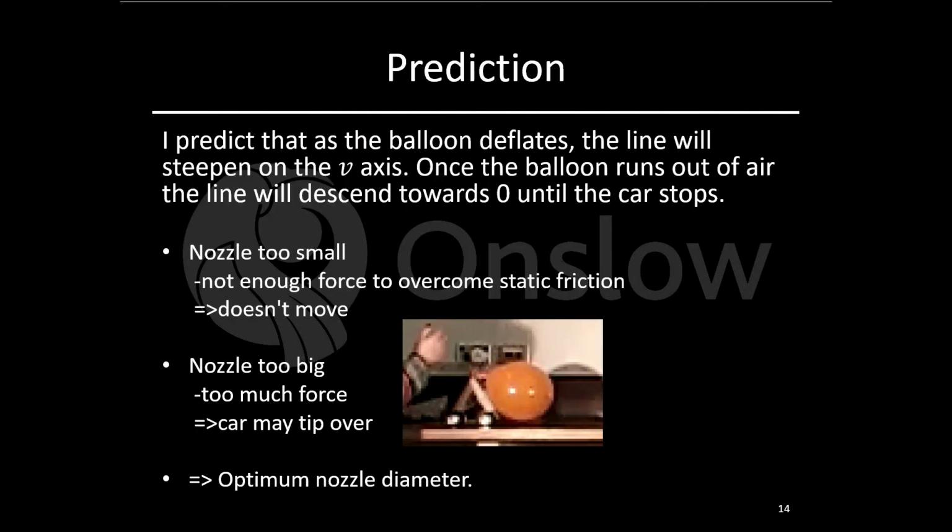So here's our prediction. We predict that as the balloon deflates, the line will steepen on the velocity axis. Once the balloon runs out of air, the line will descend towards 0 until the car stops. Now, something we found was that if the nozzle is too small, it's not going to have enough force to overcome the static friction, therefore it doesn't move. If the nozzle is too big, it's going to have too much force and it can cause the car to tip over. Here we have a video of this. You can see the back wheel slightly lifting off.